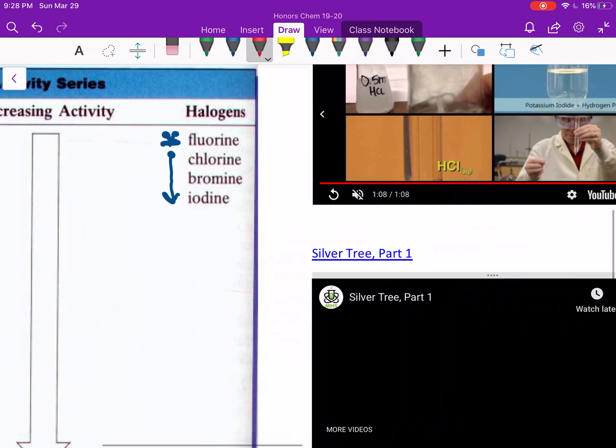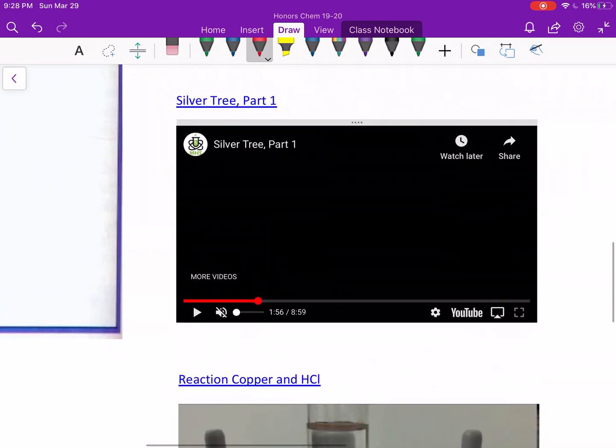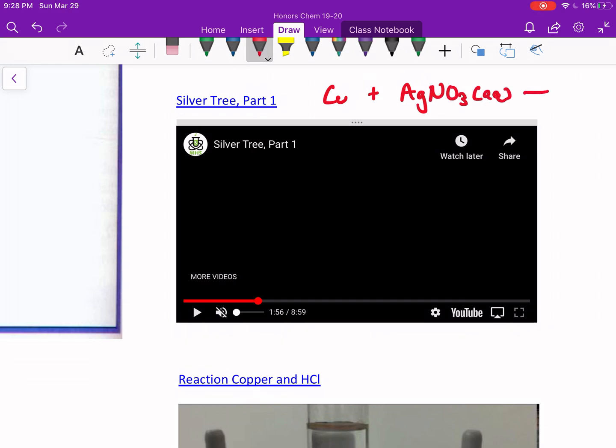Now, other reactions aren't quite as sexy. It's hard for you to see them. You have to be patient. So let's take a look at another one. Here we're going to take some copper, Cu, and we're going to take that copper and put it into a solution of silver nitrate, AgNO3, right? And let's see what happens.